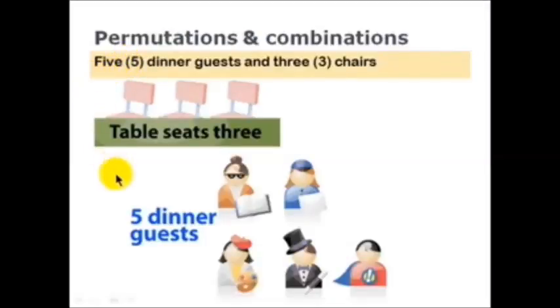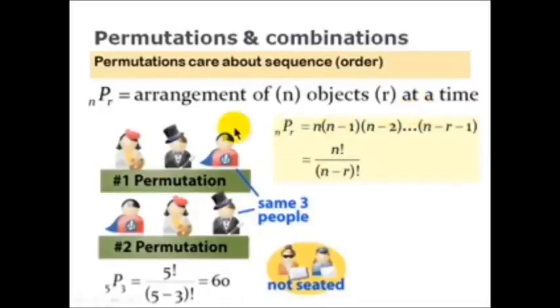Let's assume that we're hosting a dinner party and we invite 5 dinner guests. It's a diverse crowd, including Superman, a magician, an artist, a policewoman, and a librarian. But let's also assume we're not the greatest host ever, and we only have 3 chairs or seats at the dinner table. So we can first ask a permutation question, and that is, how many different ways can we seat 3 people at the table if we do care about the sequence or order?